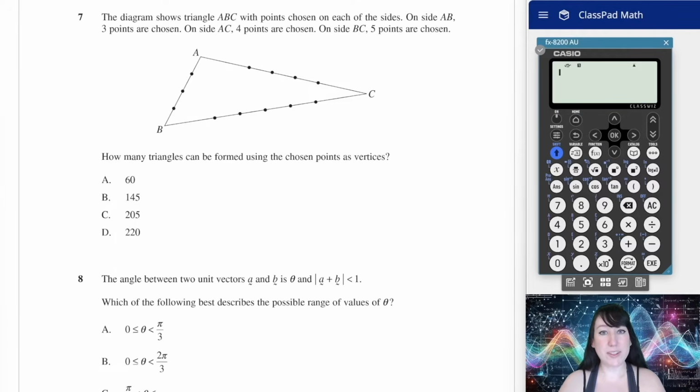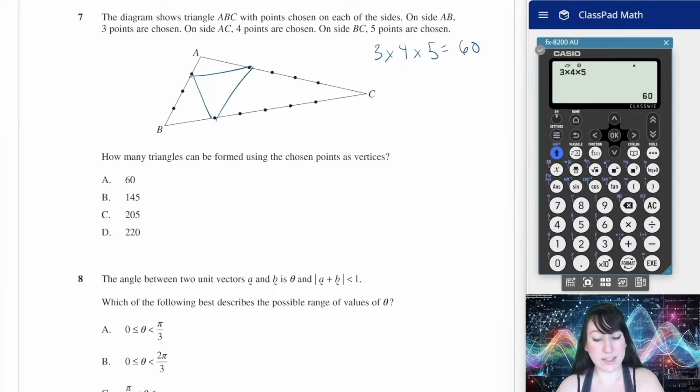Okay, let's first consider triangles that have vertices on 3 different lines. For example, this triangle here. How many different ways can we do that? Well, from AB, we have 3 vertices to choose from. On AC, there's 4, and BC, there's 5. So that's 60 triangles.